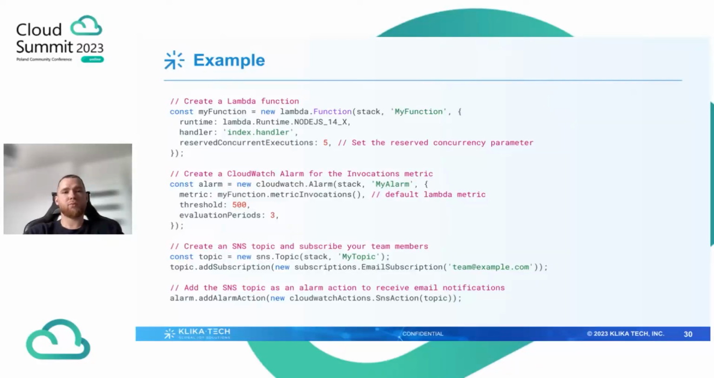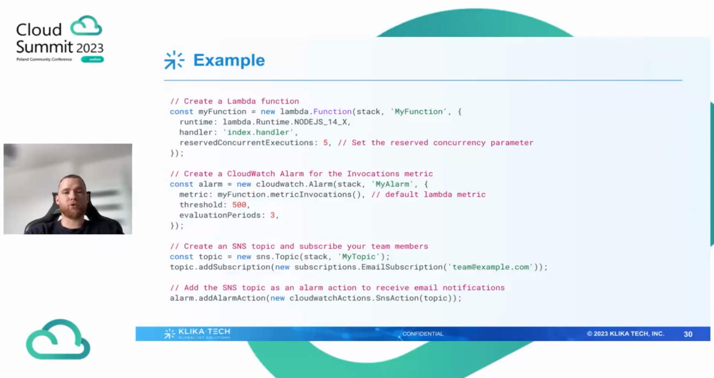To mitigate this risk, it's important to take steps to monitor and control the number of concurrent executions of your Lambda functions. First of all, when developing a Lambda function, always specify the reserved concurrency parameter. This parameter sets the maximum number of concurrent executions of a function, helping to prevent runaway resource usage. Additionally, you can use AWS CloudWatch to monitor the number of invocations of your Lambda functions and set up an alarm to notify you when the number of invocations exceeds a certain threshold.